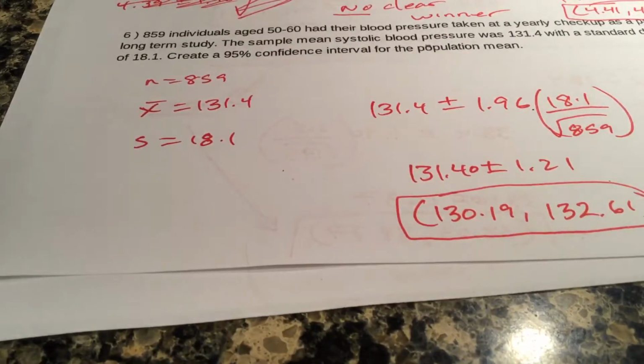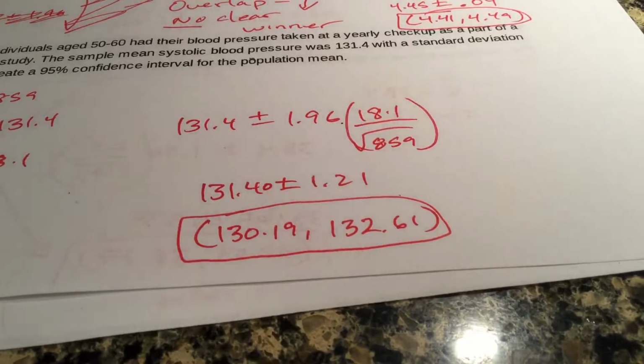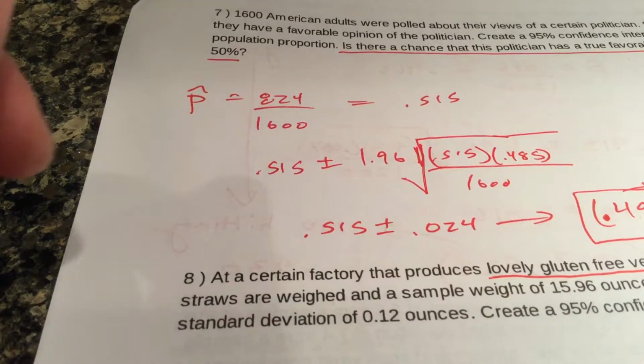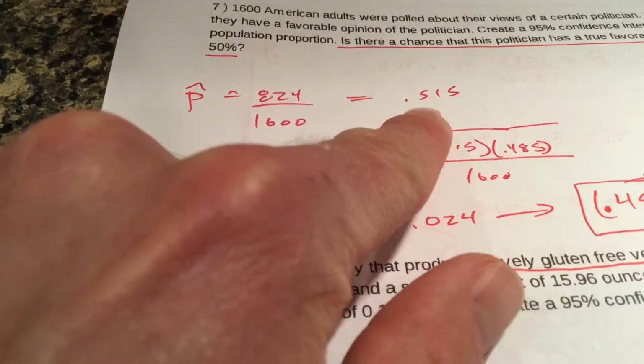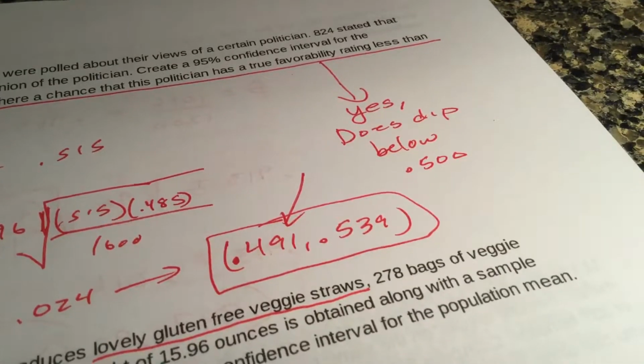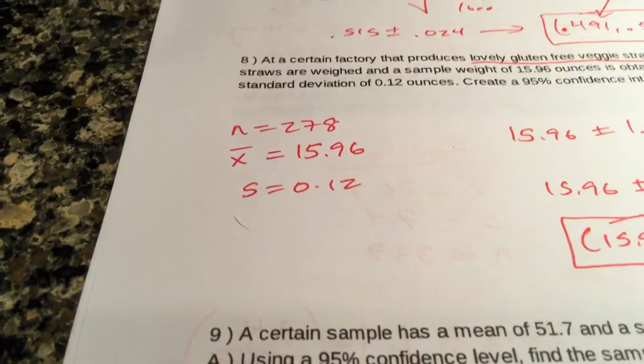Right here, folks, large sample size, so that's why our blood pressure margin of error is very, very low. Huge sample size. All right, there we go. Moving on, number 7. Is there a chance? This is very important for you young adults to really understand what's happening in polls. So this person is polling at 51.5%. That's above 50%. But when we figure out the margin of error, this person dips below 50. So is there a chance they have a true favorability rating less than 50%? Yes, it is. Very true. All right, there we are.